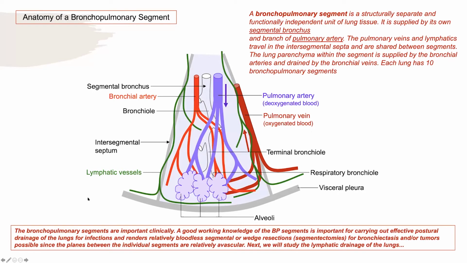Okay, guys. So bronchopulmonary segments are important clinically. A good working knowledge of a bronchopulmonary segment is important for carrying out effective postural drainage of the lung for infection, and renders a relatively bloodless segment or wedge resection for bronchiectasis and for tumors possible, since the planes between the individual segments are relatively avascular. Next, we will study the lymphatic drainage. So, if lymphatics are shared, to limit spread of cancer we have to remove the lobe next to it as well. It depends if the cancer has spread.